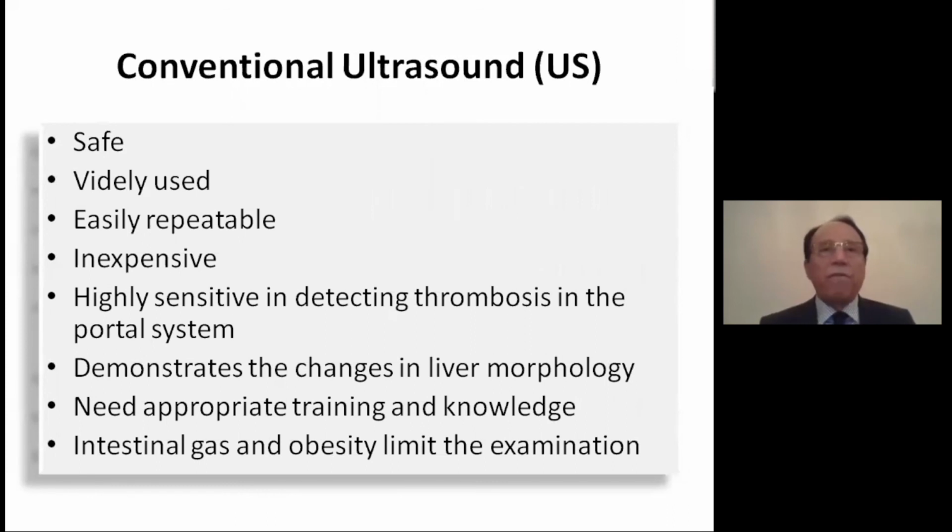Ultrasound is the first-line imaging examination to be performed for the diagnosis of portal hypertension. Ultrasound is safe, repeatable, inexpensive, and highly sensitive in detecting thrombosis in the portal vein and hepatic vein. But intestinal gas and obesity limit the examination. Ultrasound easily shows changes in liver morphology and signs of portal hypertension. It's necessary to have advanced training and comprehensive knowledge for optimal usage of ultrasound for the diagnosis of portal hypertension also.